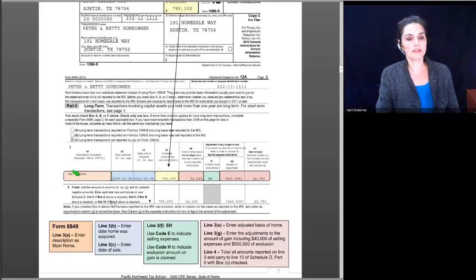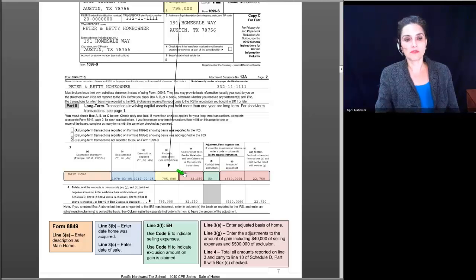We then go over to column A. We enter a description. The description that the IRS wants you to enter is main home. We enter the date acquired. We enter the date sold. And then we enter the cost basis. Now, logically speaking, I would think that the cost basis is $72,250, but IRS says, no, keep the selling expenses off this line and just enter the adjusted basis without regard to selling expense.